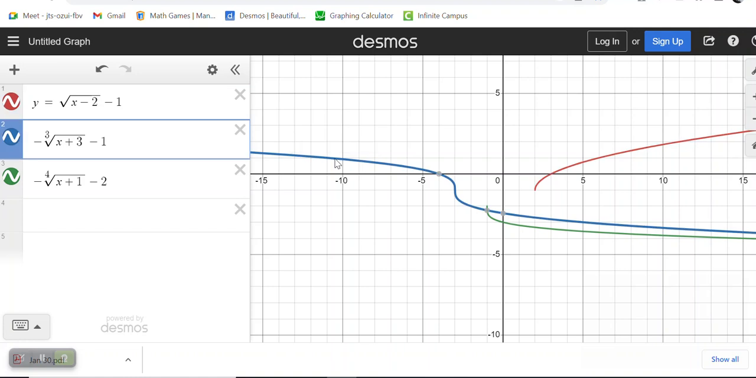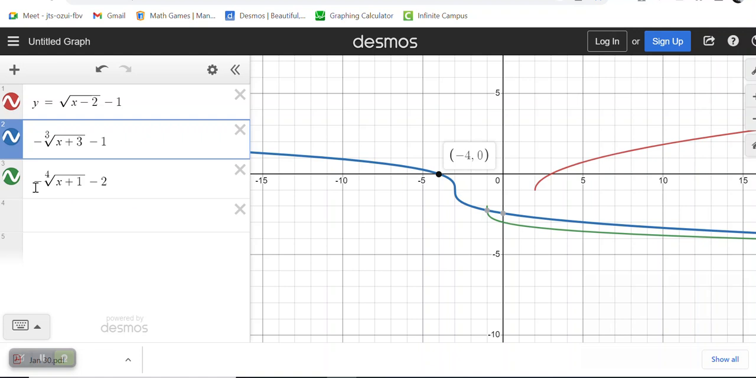For our blue one, this is our cube root, and we have it slid over here to negative 4. Why is it at negative 4? Well, negative 4 plus 3 is negative 1. The cube root of negative 1 is negative 1. Because we're setting the whole thing equal to 0, negative 1 to the negative is positive, so that makes sense. I should have done a better job of that, but I'm just getting tired of it.